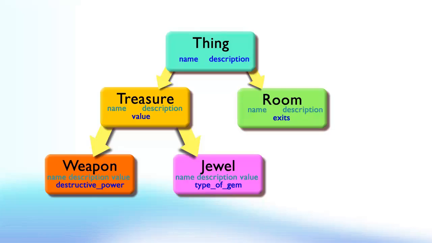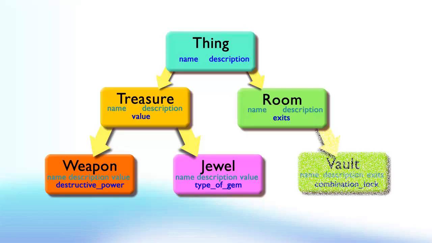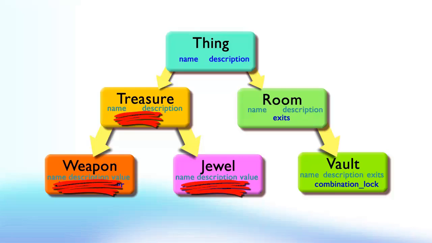So now this is the situation. I have a jewel and a weapon which are special types of treasure. I could say that the jewel, the weapon, and the treasure classes are also special types of thing, because the thing class is their ultimate ancestor. And I can go on to create other lines of descent. For example, here the vault class descends from room, so it inherits name, description, and exits. And it adds on combination lock. The vault class does not descend from treasure, however, so it doesn't have value, nor does it have any of the special features of the descendants of treasure, such as destructive power or type of gem.